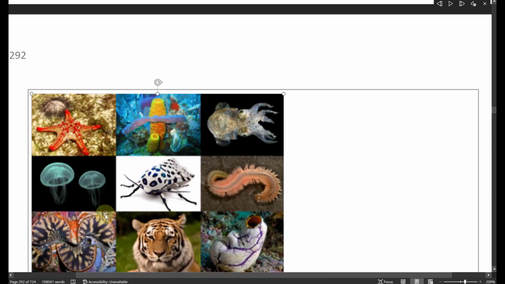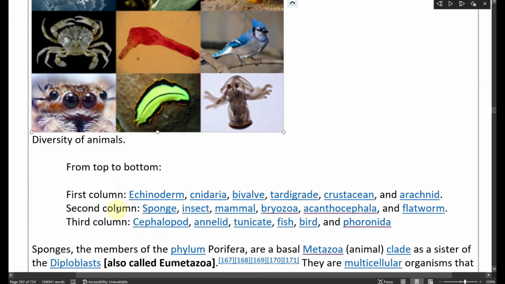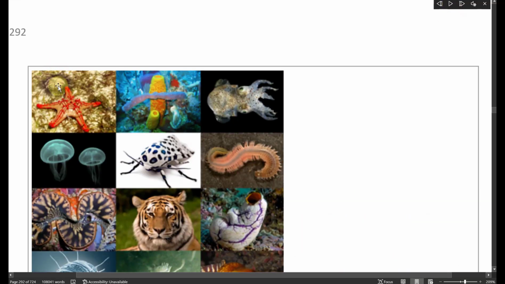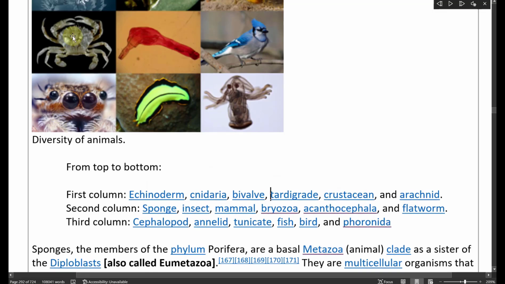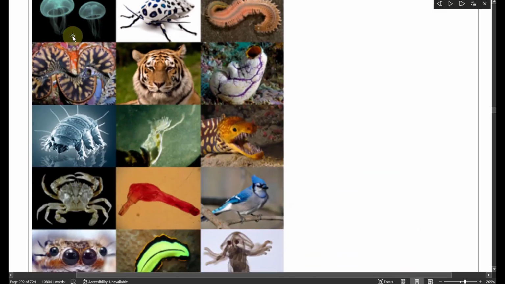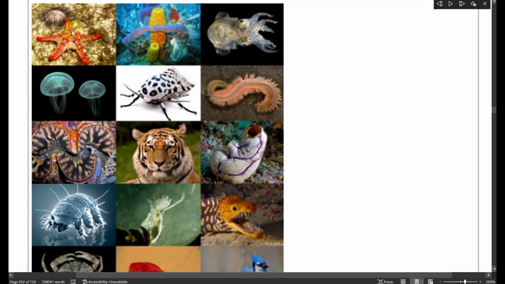So, diversity of animals. From top to bottom, the first column: ectoderm, there's a starfish over there, and the bottom one is Cnidaria, ignoring the C there. Then bivalve, tardigrade, crustacean, and arachnid. That's a spider there, and the crustacean, the crab or the lobster.